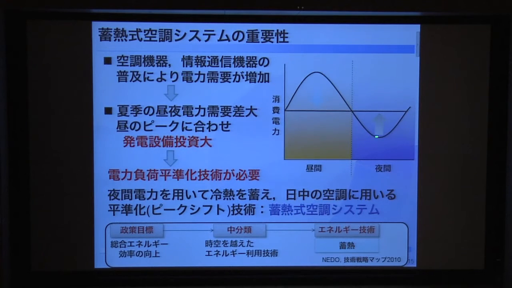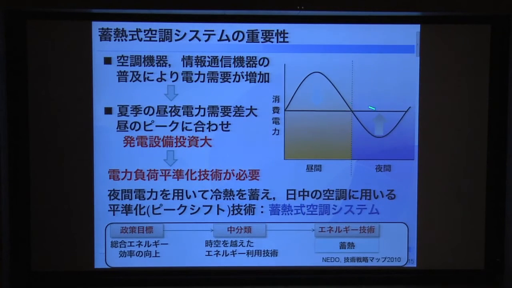In summertime, it's quite hot until evening. But during nighttime, one might turn off the air conditioning so that demand will go down. So there is extra room to supply electricity during nighttime. If the cool energy can be stored during nighttime, it can be used during daytime. So this is the cool energy storage-based air conditioning system.